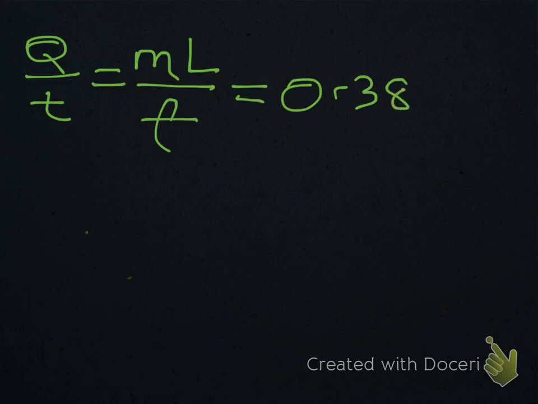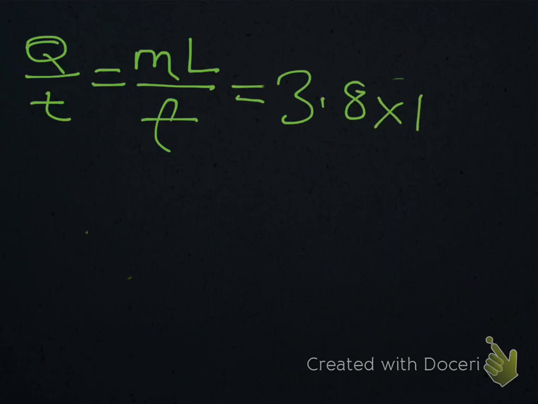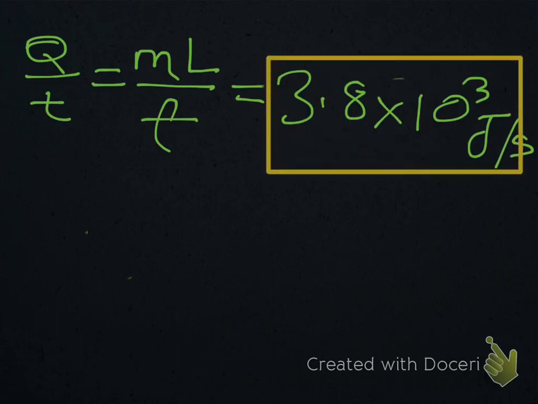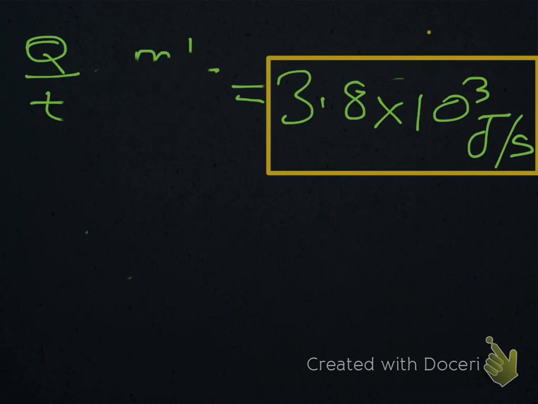0.38 approximately, or you can write this as 3.8 into 10 to the power 3 joule per second. Okay, so this is the heat current given to us. Let me put that inside a box. Let me choose the color. Okay, now I'll put it inside a box. So this is the heat current that we have got.